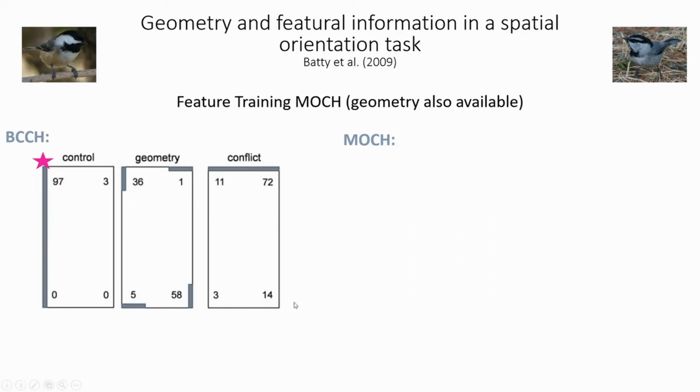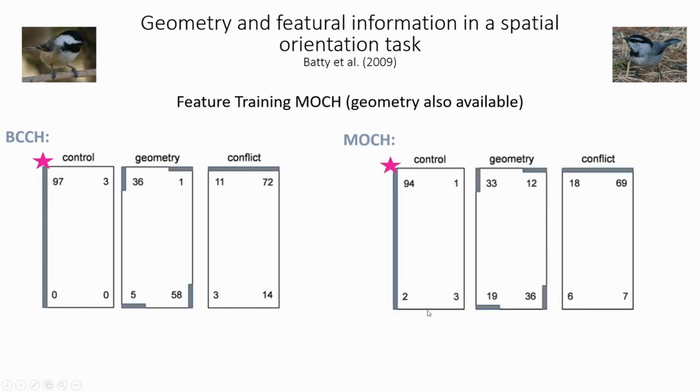But how do our mountain chickadees compare? So for our control group, they look pretty much the same. They're mostly going to the correct corner. It's fine. Where it starts to get cool is when we look at our geometry condition. So when each corner is technically featurally correct, we're actually seeing more responding to all corners. So with our black-capped chickadees, it was mostly responding just to the geometrically correct corners because feature wasn't helpful.